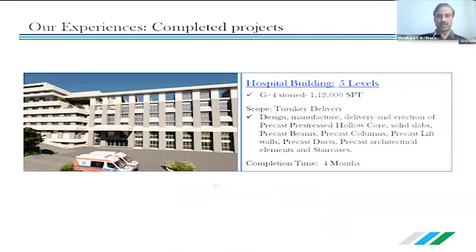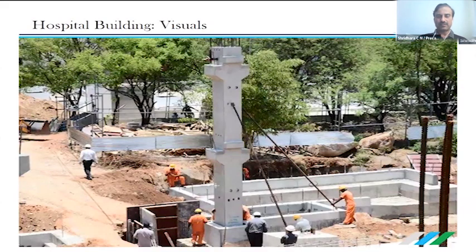And how precast buildings can be done. This is one of the hospital buildings. You can see these are precast columns. These are foundations cast at site using the conventional method. All the connections, whatever is required as per design, will be implemented in the cast in situ foundations. And once foundations are ready, the columns will come and be erected.